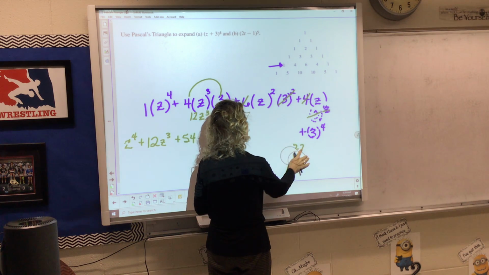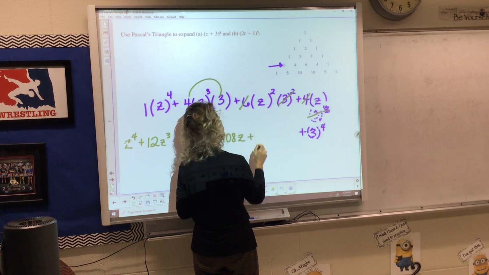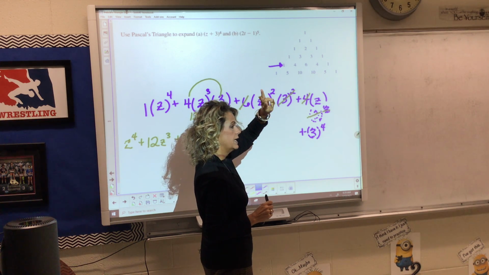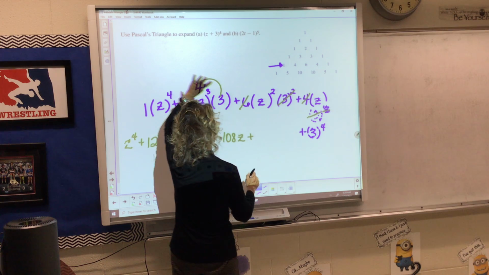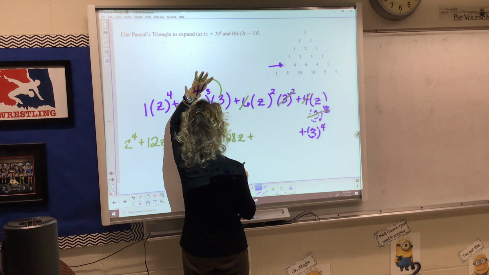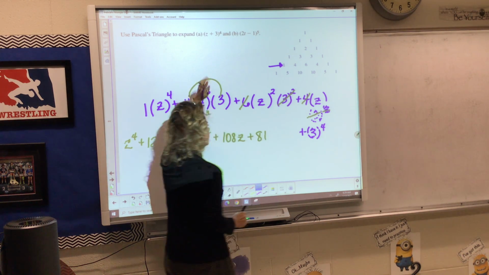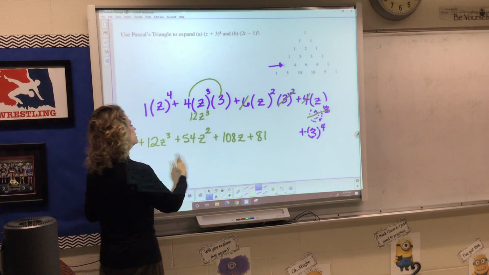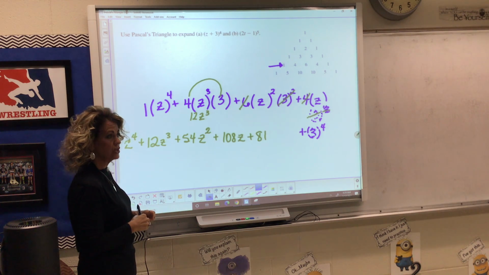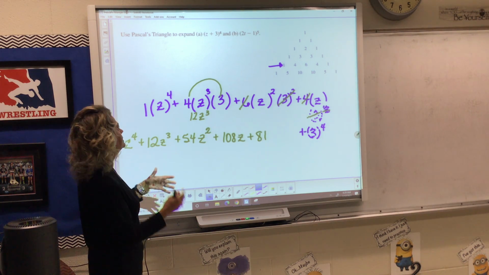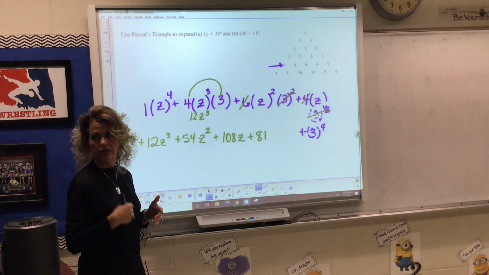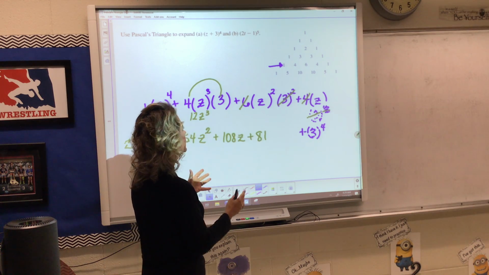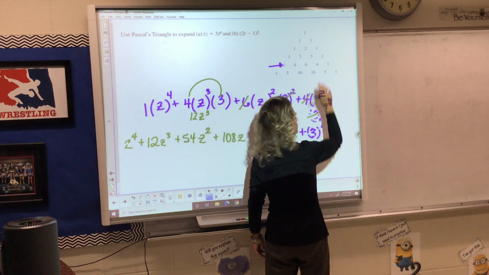What's 3 to the 4th power? Oh, wait. 3 times 3 is? Times 3 is? Times 3 is? No, it's 81. So, we still have to do some math computations, yes? But it is quicker than taking z plus 3 times z plus 3 times z plus 3 times z plus 3. Agreed or not agreed? Okay? But again, we have to know how to read this, yes?